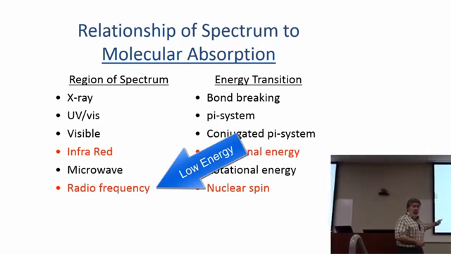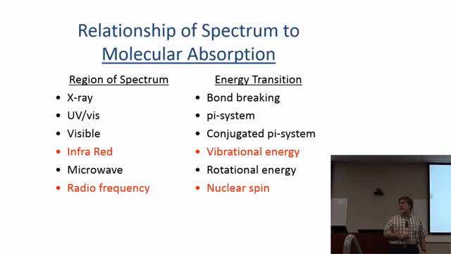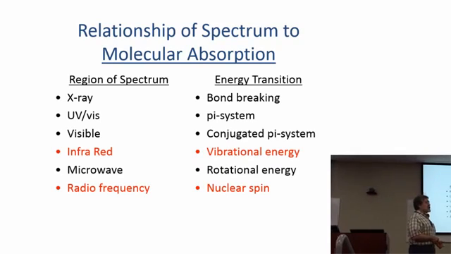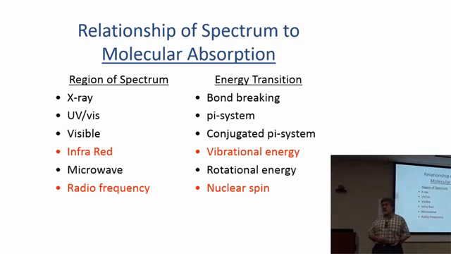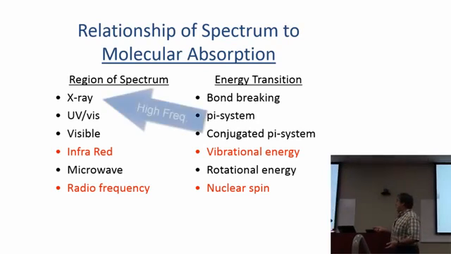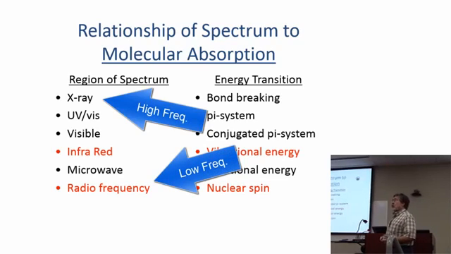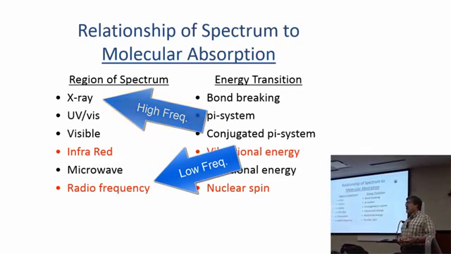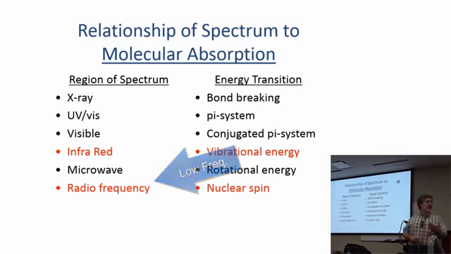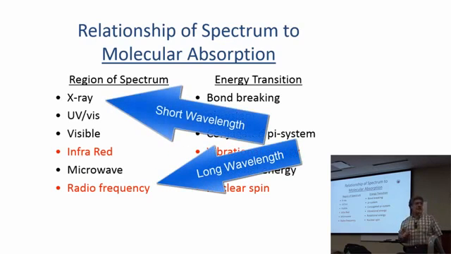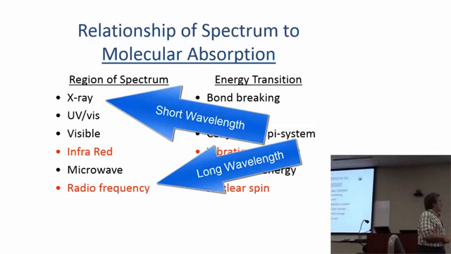And they are in order, going from top to bottom, as far as energy goes. And if they're in order as far as energy, they're also in order as far as frequency. Highest frequency at the top, lowest frequency at the bottom. And they're also in order as far as wavelength. That would just be the other way around. Longest wavelength at the bottom, shortest wavelength at the top.